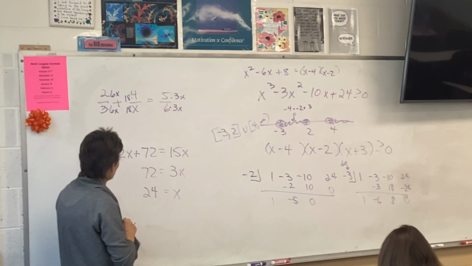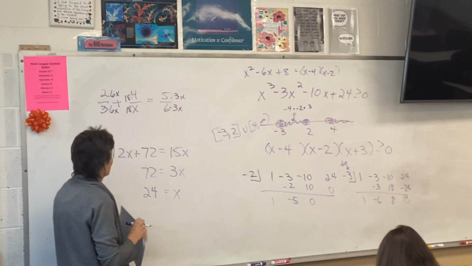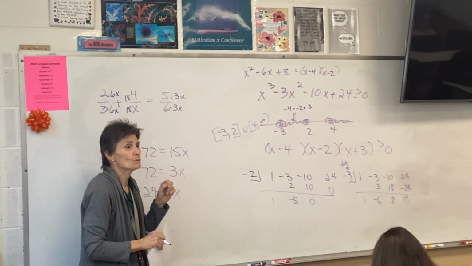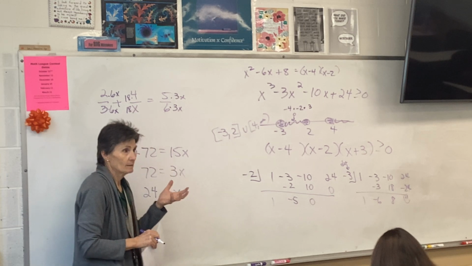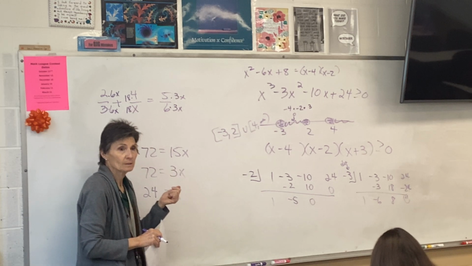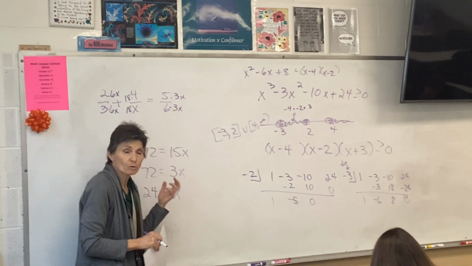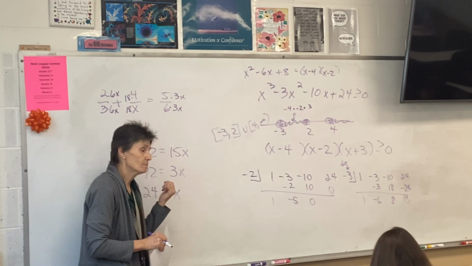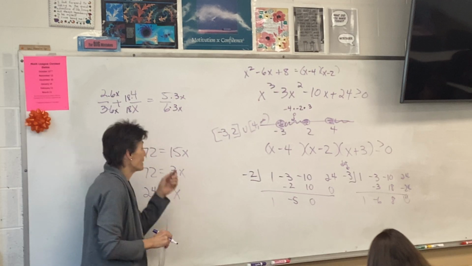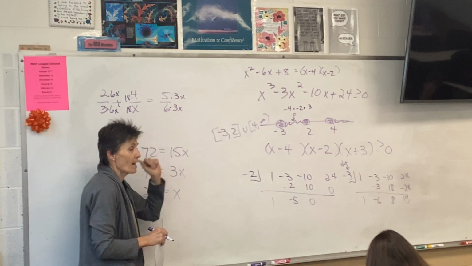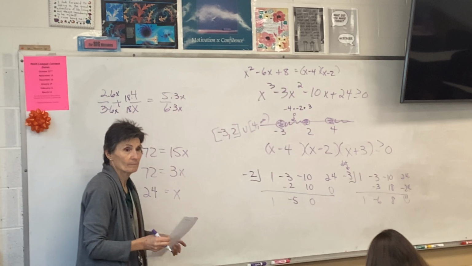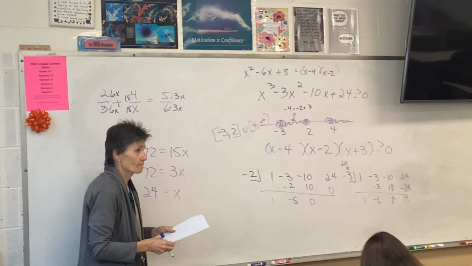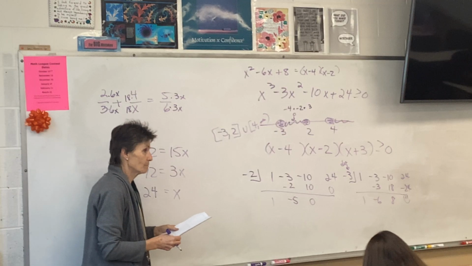Is 24 right? Yeah, that's what I got. Now, those of you that used 6x as your common denominator, did you get 24? Yeah. It doesn't matter. Make all the denominators match, and it's all good. Okay?